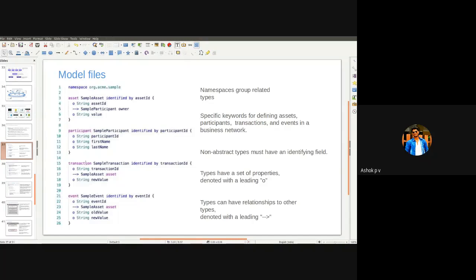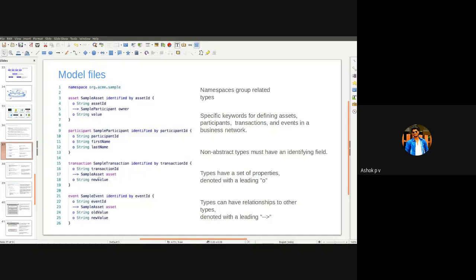So if you take a sample transaction, identified by transaction ID, it will be having the sample asset as an asset. Sample event as well. It has the event ID as the attribute, old value, new value, and the sample asset that gets triggered by the sample event. So this is how a model file looks like.